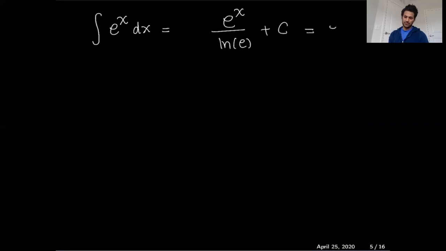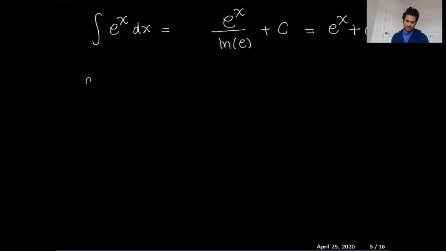Let's do some more examples. What is the antiderivative of e to the power x dx by using the same rule? So you see that the rule gives e to the power x divided by natural log of e plus constant c, but the natural log of e is 1, so the antiderivative of e to the power x is e to the power x plus c.